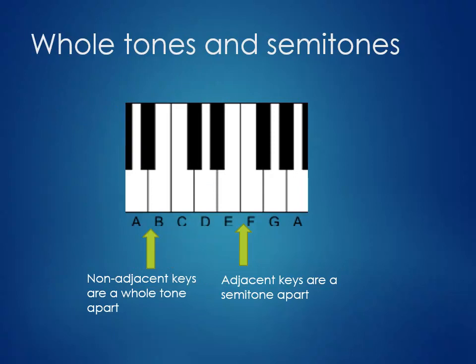We say that the non-adjacent keys, A up to B, for example, are a whole tone apart. The adjacent keys, E to F here, are a semitone apart. A whole tone equals 2 semitones.